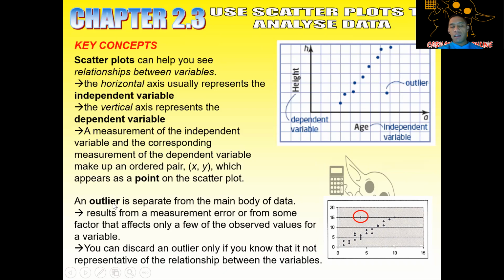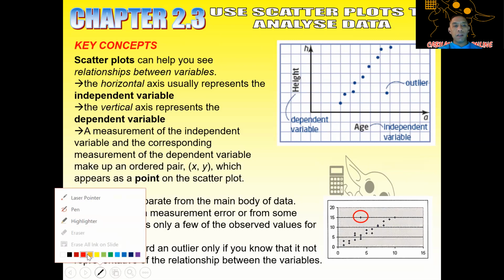Now, the main thing that you need to understand about an outlier is the fact that an outlier is a point that does not follow the general pattern of the rest of the points here. So notice that we have an outlier up here because the rest of them are going in an upwards direction, and they're tightly close together here as well.